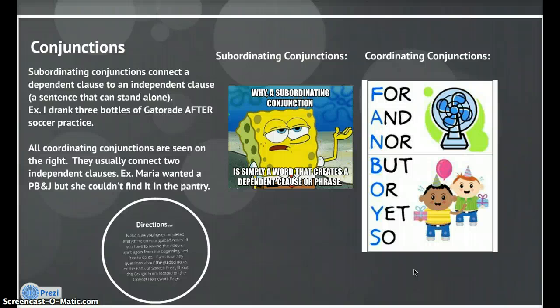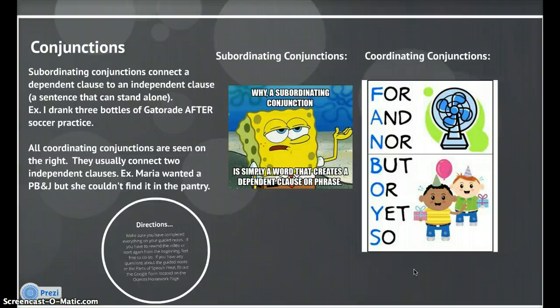I drank 3 bottles of Gatorade. But I wanted to add something to that. I wanted to add more information. So I said, I drank 3 bottles of Gatorade after soccer practice. I added a dependent clause onto that sentence with a conjunction, a subordinating conjunction, the word after.